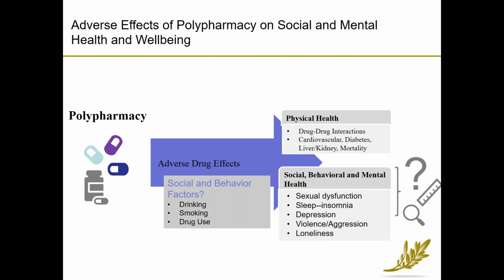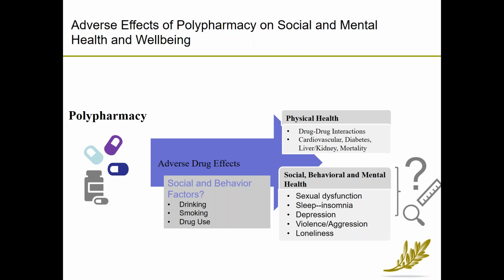Next. So for the next few slides, I'm going to focus more on how we've been using the data to look at the impact of polypharmacy on adverse effects in social, mental health, and well-being. And this is important because a lot of the work focuses on physical health, including ours. So we look at drug-drug interactions, but we look at drug-drug interactions in terms of OTC as well as dietary supplements, again, something that you can really only do with these national survey data like NSHAP.